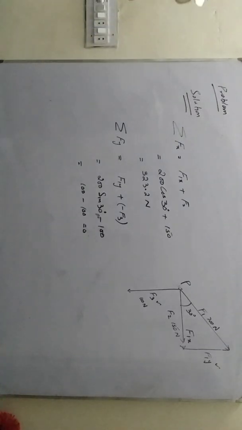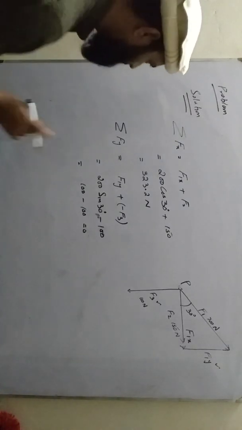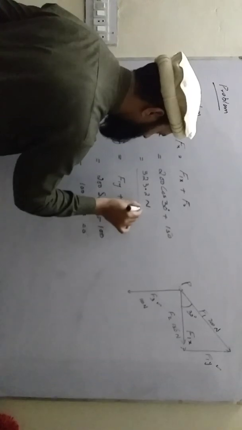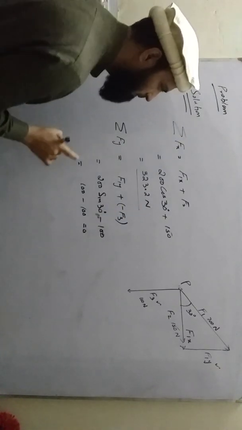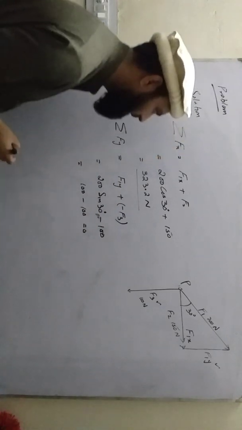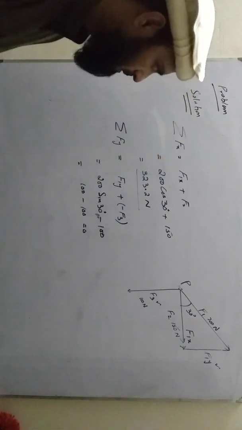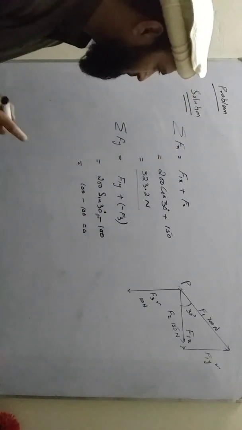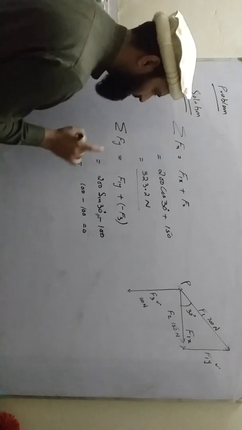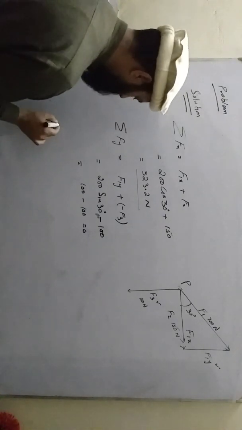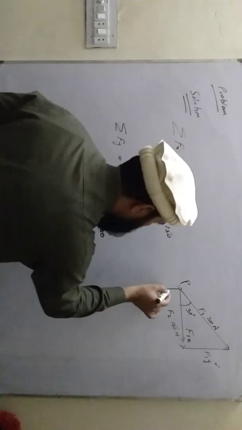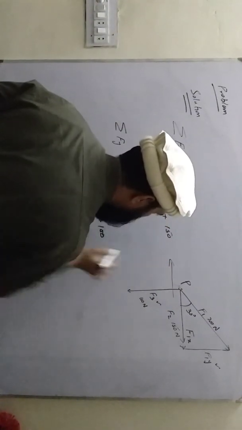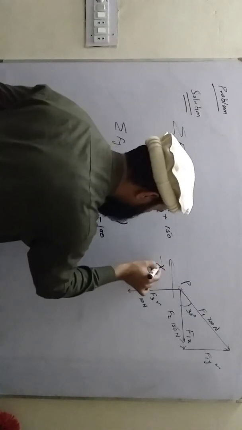The net force along the y-axis is 0, while the net force along the x-axis is not 0, which is 323.2 Newton. It means the object will move along the x-axis with 323.2 Newton. So to prevent the object from moving in the x direction, we must apply a force of 323.2 Newton in the minus x direction.